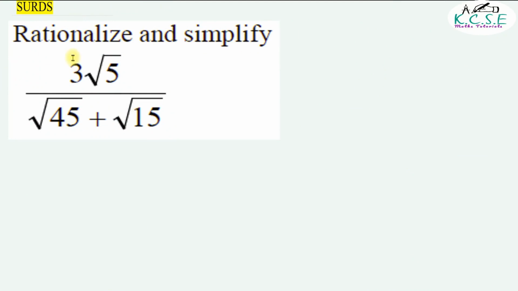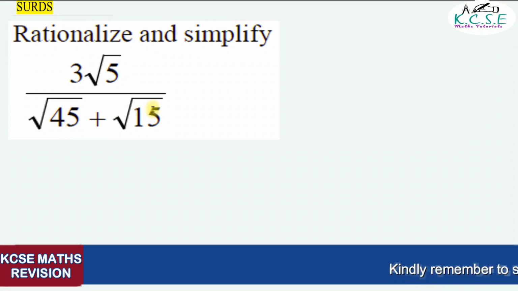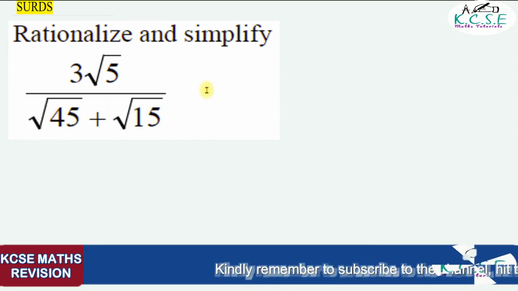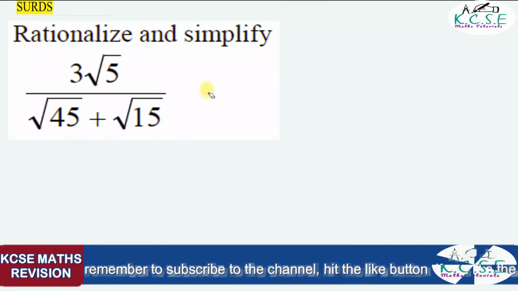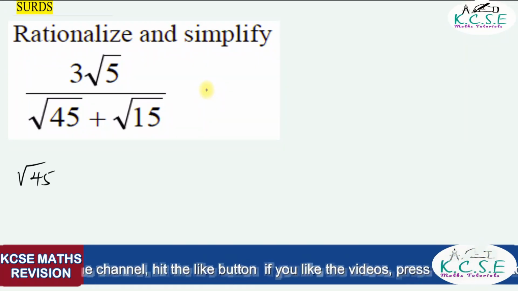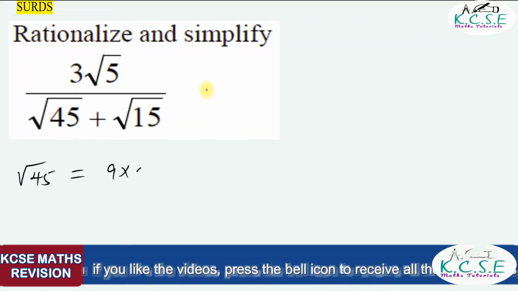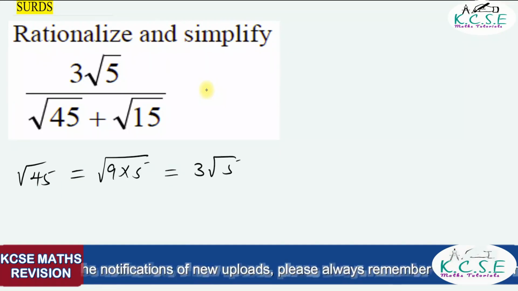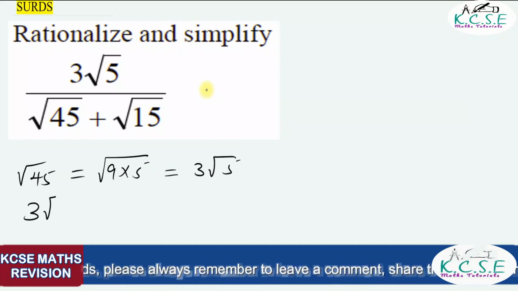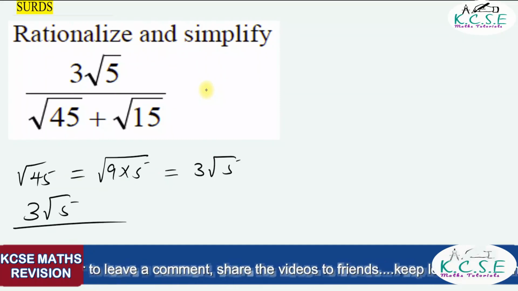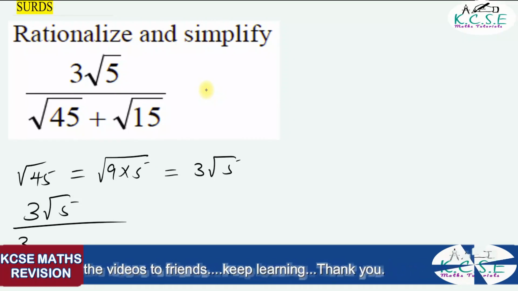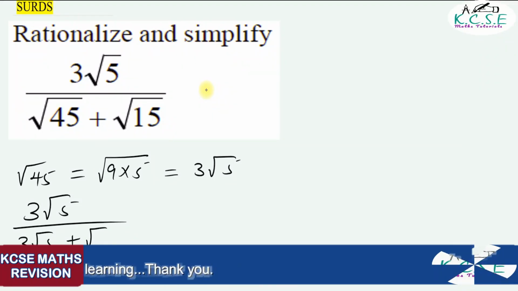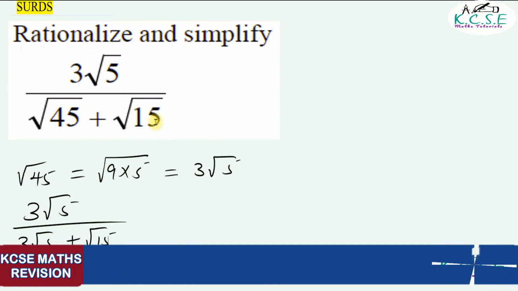Rationalize and simplify this fraction that is given here. So what you're going to do is to simplify. Root 45 can be simplified further. This is the same as root of 9 times 5, which will give 3 root 5. Now after simplifying that, we have 3 root 5 divided by 3 root 5 plus root 15. Root 15 can't be simplified any further.